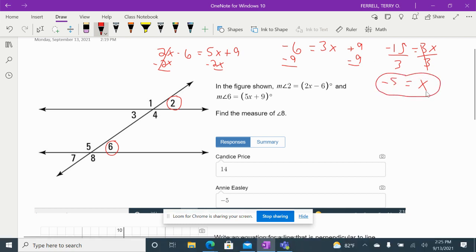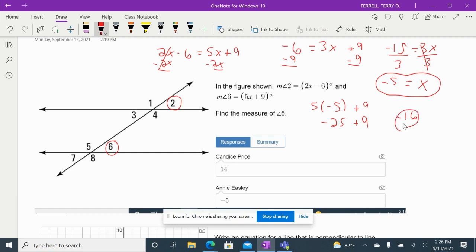Well, that's not what we're looking for. So what we're looking for is the measure of angle 8. So the way you would find that, I need to find the measure of angle 6 or 2 because I have an expression for it. Then I'm going to subtract that from 180. But here's the problem. If I plug negative 5 in for x, either one of them, let's do this one. 5 times negative 5 plus 9. Well, that's going to be negative 25 plus 9, which is a negative number. I think that's negative 16?